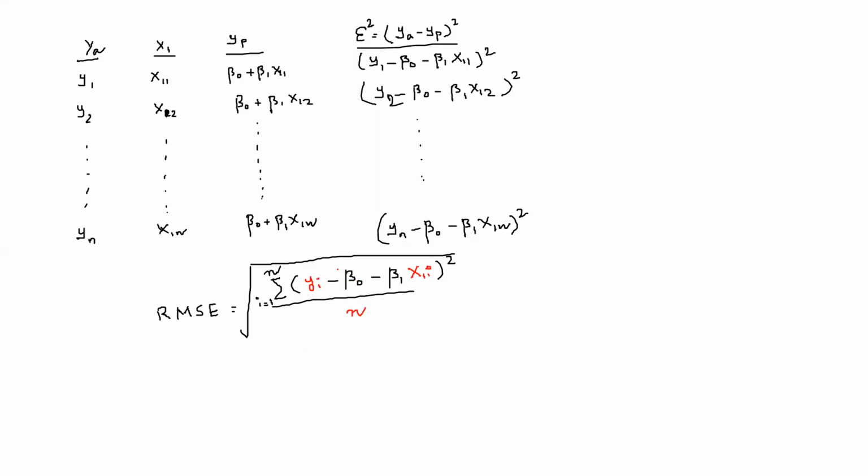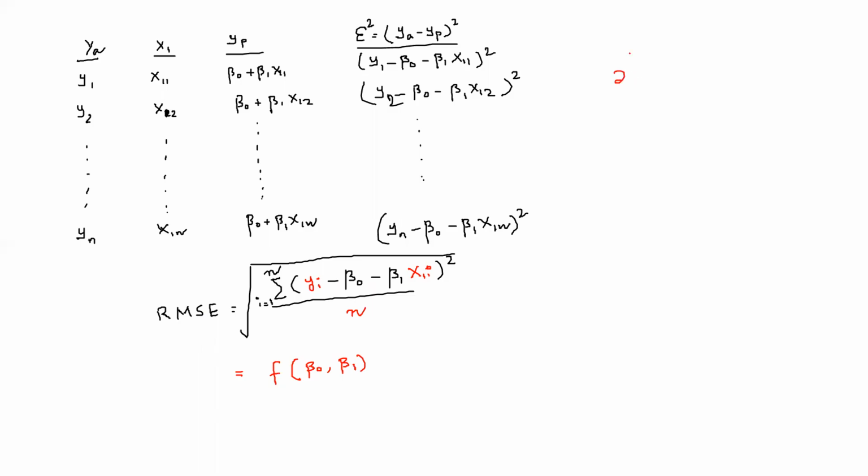But I do not know this beta 0, beta 1. I have chosen something and got some RMS score. If I choose some other beta 0 and beta 1, I will get some other RMS score in the same data set. So I have to choose such a beta 0 and such a beta 1 which will minimize my RMS score. So basically, this RMSE is a function of beta 0 and beta 1. Now, how do I minimize?